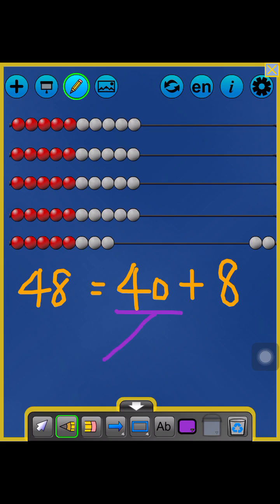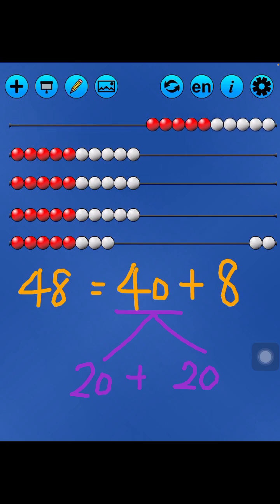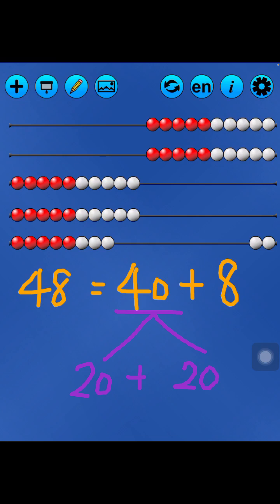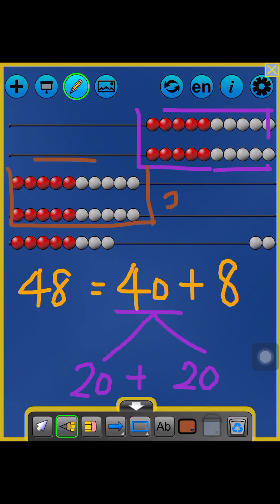If we split 40 into half, what will be the answer? Yes, it's 20. 20 plus 20 equals 40. The half of 40 is 20. And we move 20 beads to the right hand side. Now there are 20 beads on the right hand side, and also 20 beads on the left hand side.